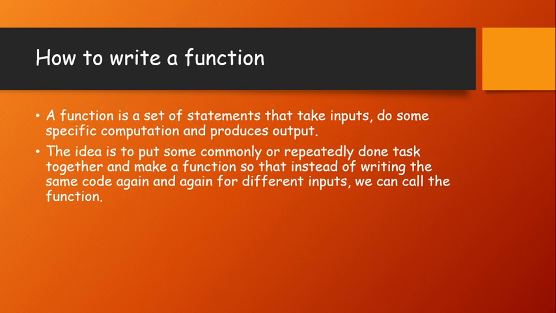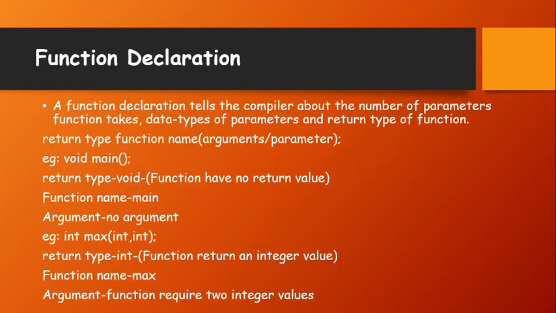A function is a set of statements that takes input, does some specific computation, and produces the output. Take the case of a brake module. So the brake module will be represented in a C program as a function that will take input, process that, and give a particular output. The idea is to put some commonly or repeatedly done tasks together and make a function, so that instead of writing the same code again and again for different input, we can call the function. So that's the main advantage. We can reuse the components.